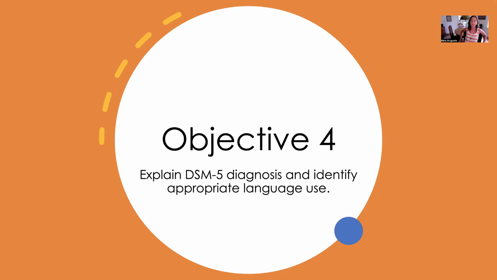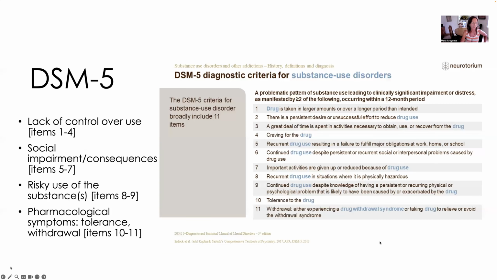Okay, so we are on our final objective for the chapter, objective 4. We're going to talk about DSM-5 diagnosis of substance use disorder and identify some appropriate language for talking about substance abuse in this class, substance use. Okay, DSM-5. The DSM-5 diagnostic criteria I have on the screen here, there's 11 criteria, but I'm going to sum it up.